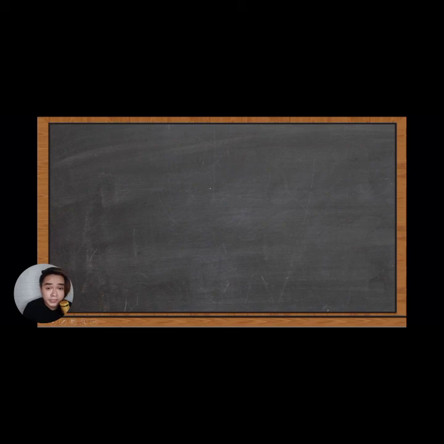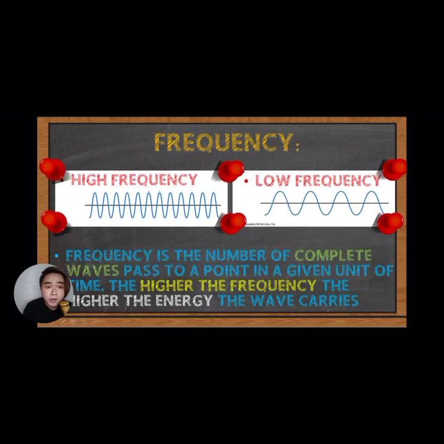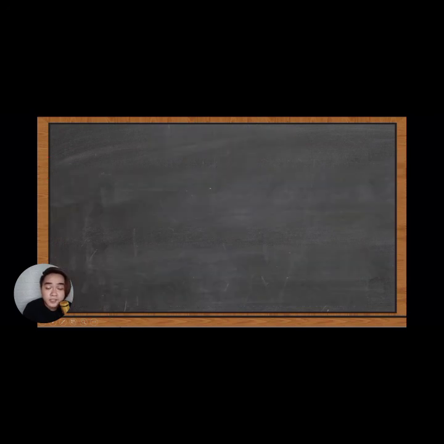The first property is the frequency. Frequency is the number of complete waves passing a point in a given unit of time. As you can see, the first wave has more complete waves compared to the second wave. It means the first wave has a higher frequency compared to the second wave. We can also say that the higher the frequency, the higher the energy, and the lower the frequency, the lower the energy the wave carries.